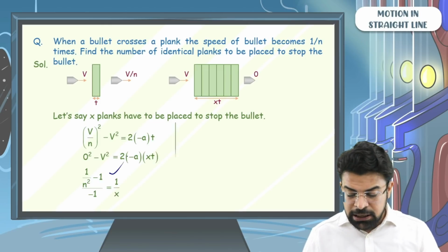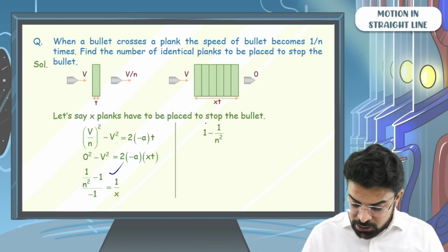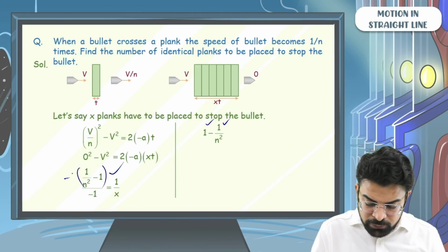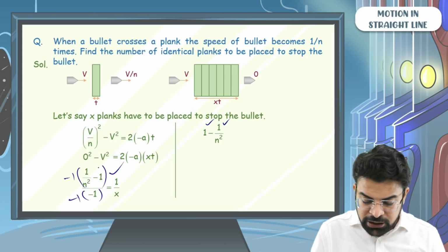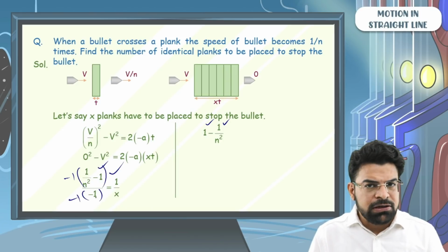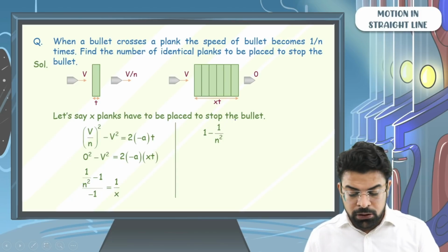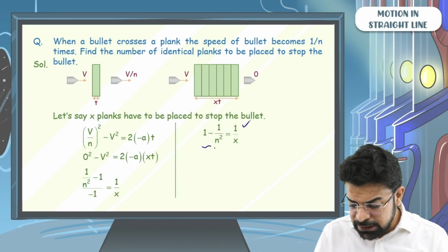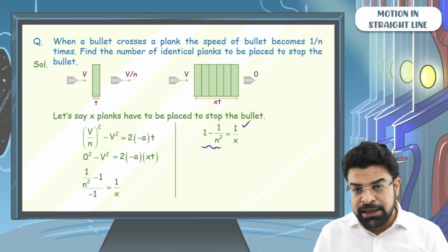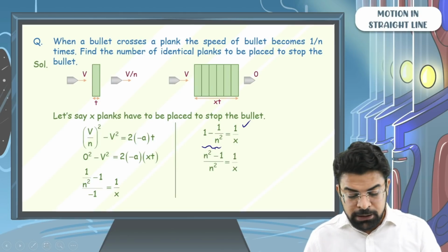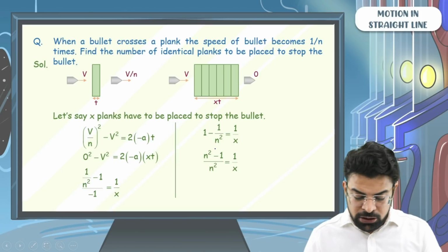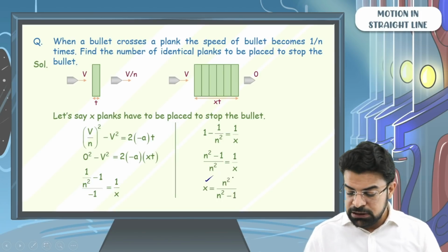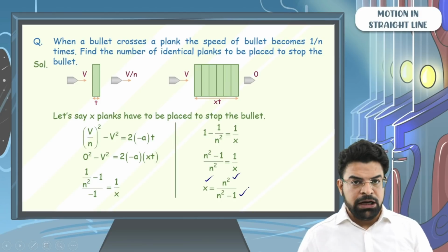So this can be rewritten as 1 minus 1 by n square multiplied by minus 1 in the numerator here and the denominator. So you get 1 minus 1 by n square by 1, that becomes 1 minus 1 by n square equals to 1 by x. This can be written as n square minus 1 by n square equals to 1 by x. Now flip it both the sides. So the number of plates required to completely stop the bullet is n square upon n square minus 1.